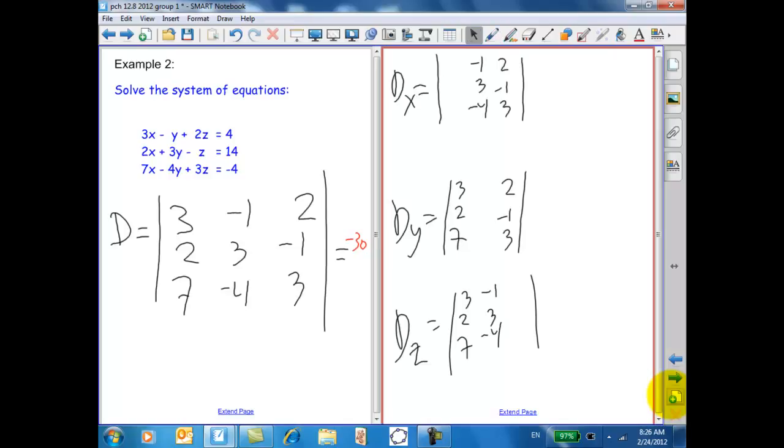Okay, and then maybe green will show up nicely here. Our constant column, 4, 14, -4. And what do you get for these determinants here? Oh, we got a group for D sub z here, yes? -90. Now that's usually a good sign because if they're going for nice answers, you can see this ratio is working out nice, right?